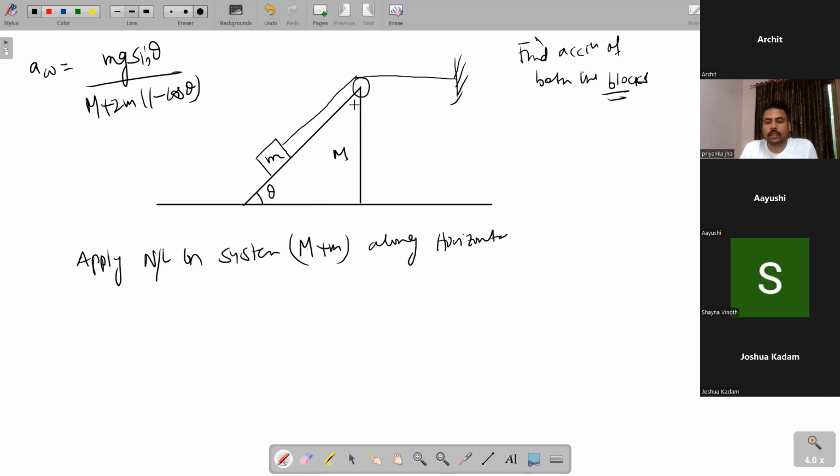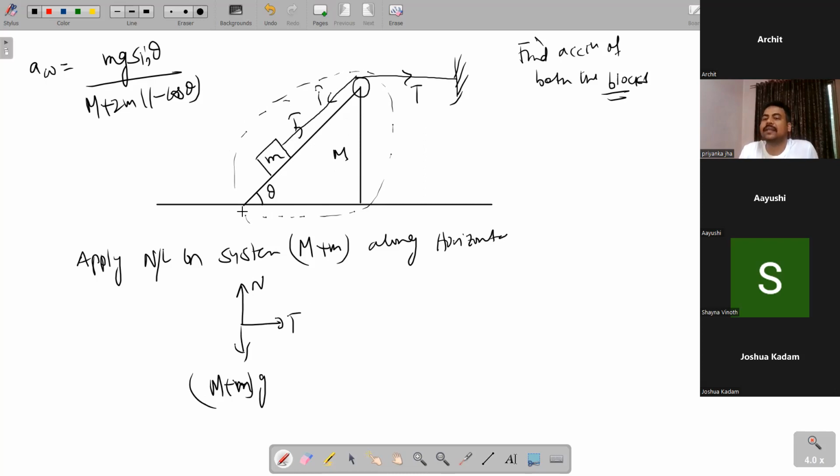Now, see, if you consider this whole as a system, on this system one normal will be acting, gravity m plus m into g, and one tension will be acting. This tension will become internal to the system. Here tension and here tension, both will cancel each other. So this will be outside the system. Suppose A is the acceleration of the wedge and B is the acceleration of the block with respect to wedge.